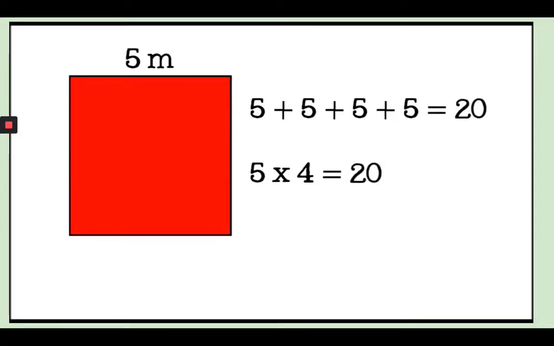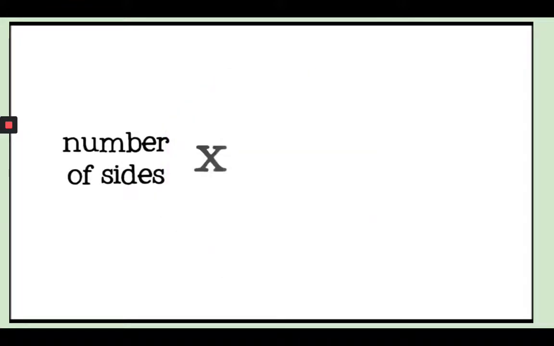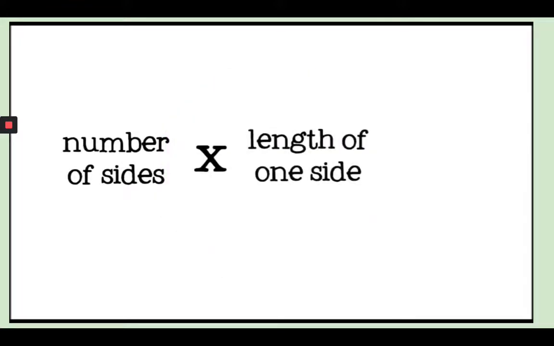5 times 4 equals 20, and the perimeter of this square is 20 meters. This would work for any polygon where all the sides are the same length. Just count how many sides there are and multiply the length of one side by the number of sides.